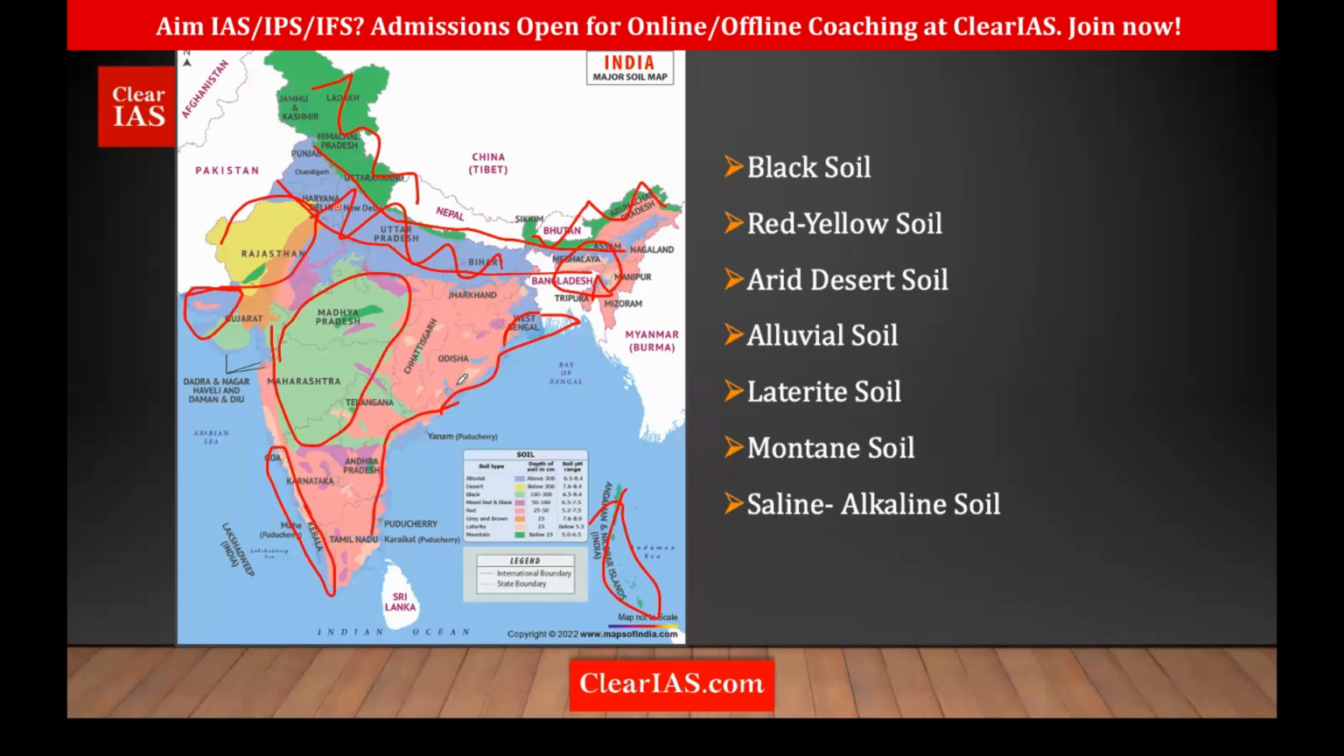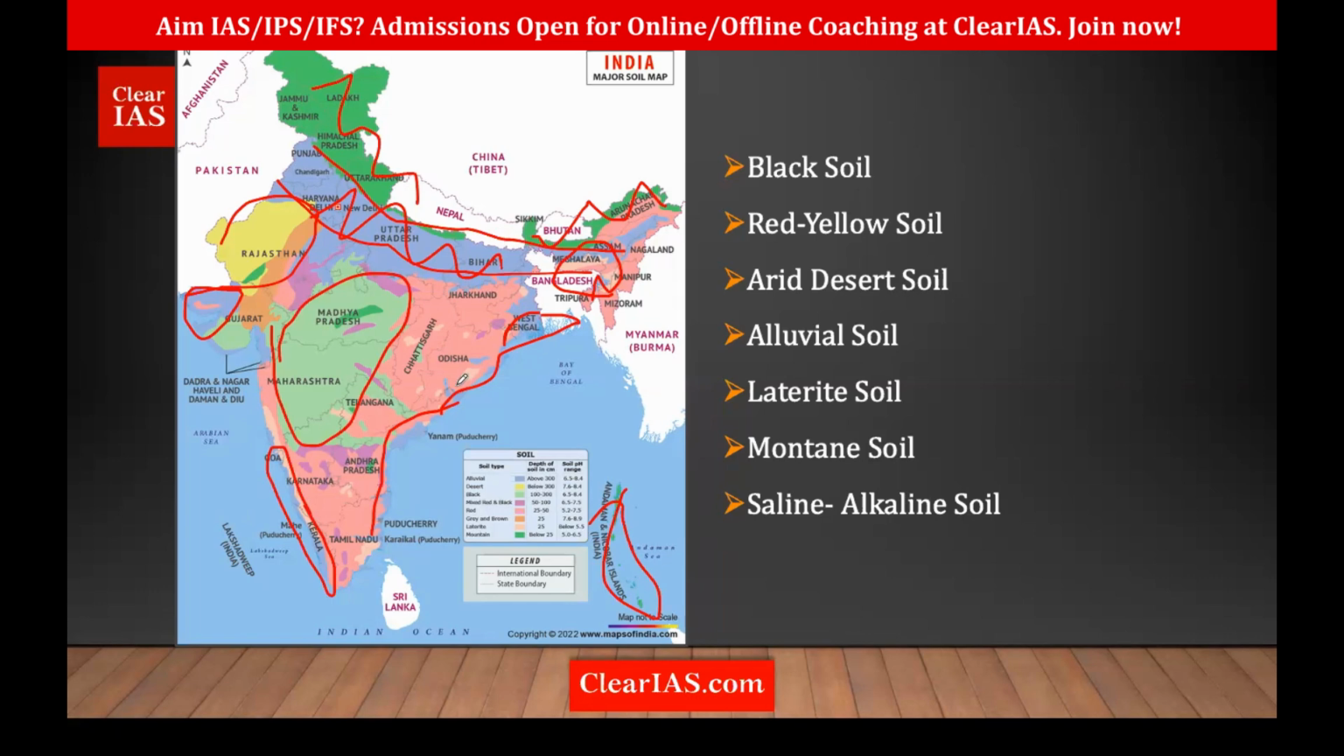Arid desert soil region: there's not much cultivation, but pulses and species of plants that need less water, dryland agriculture, could be carried out in what? The arid desert region. Okay, and the mineral rich soil is the red yellow soil. The regions of red yellow soil are the most mineral rich regions in India.